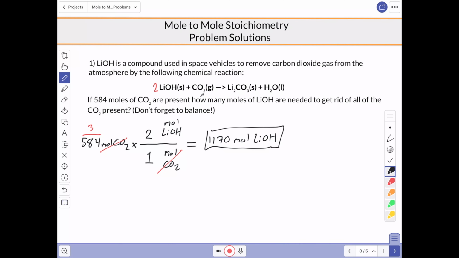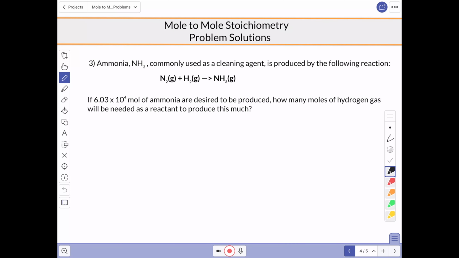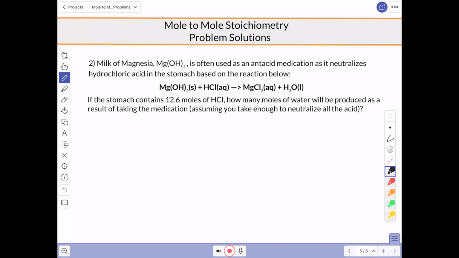Alright, next problem. I think I skipped one here. There we go. Next problem is milk of magnesia, which is magnesium hydroxide, is often used as an antacid medication, as it neutralizes hydrochloric acid in the stomach based on the reaction below. So we have magnesium hydroxide reacting with HCl, which is hydrochloric acid, and this makes magnesium chloride and water.